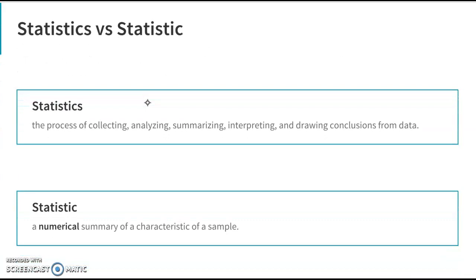Okay, just want to make clear, there is a distinct difference between statistics with an S and a statistic without an S. Statistics is a broad term talking about collecting, analyzing, summarizing, interpreting, and drawing conclusions from the data that you collected. Whereas a statistic without an S is what we just did. It's a number describing a sample.